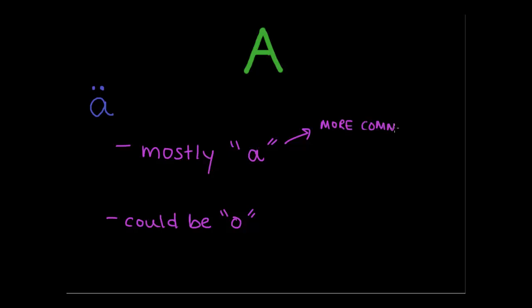So again, this basically means that if you get a word and you have no idea how to spell the ah sound in a German word, you would be safe guessing an A, because that's going to be right most of the time. So let's look at some example words.